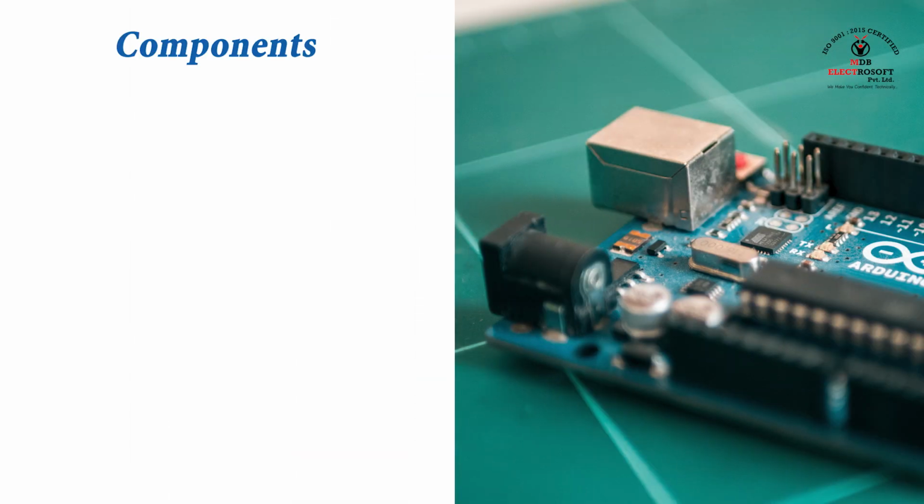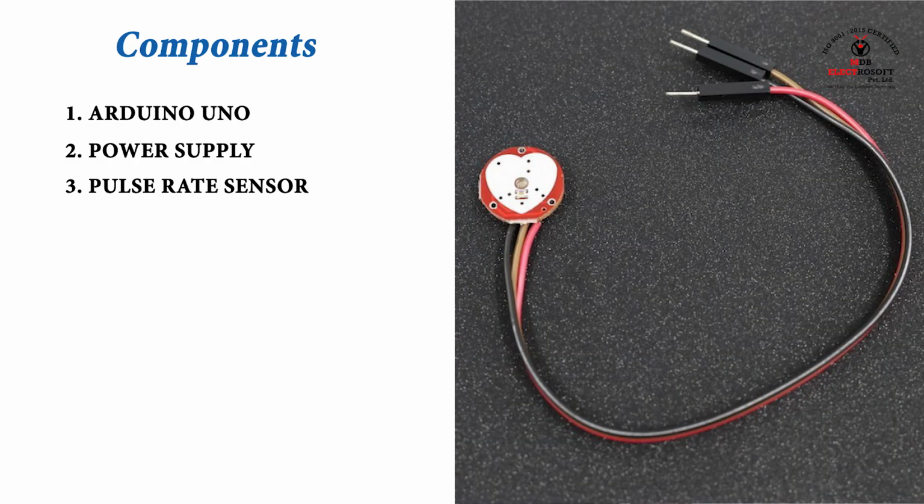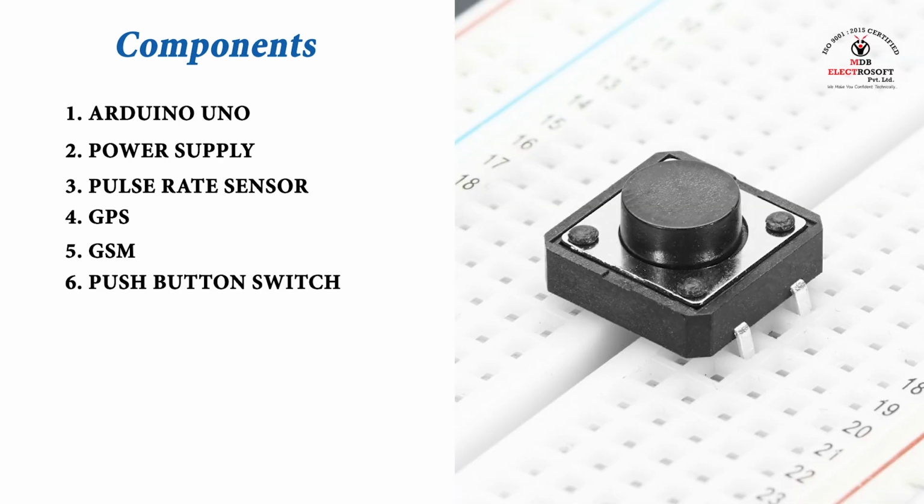So, as components, we are using Arduino Uno as our controller board, power supply, batteries as the device is portable, then pulse rate sensor, GPS module, GSM module, and push button switch. Let us move on towards the block diagram.